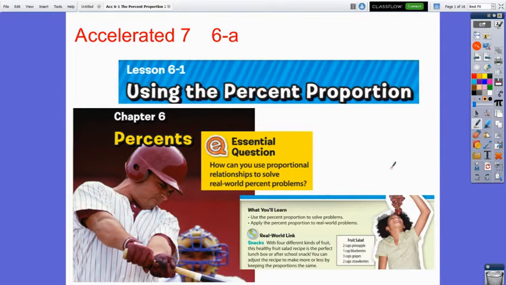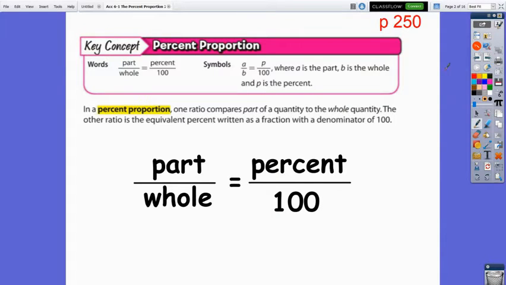Hey, Mr. Riley here with the first topic in our unit on percents, Unit 6. In the last unit, we used proportions, so we're going to start percents with a discussion and use of the percent proportion. The percent proportion is kind of the definition of percent.